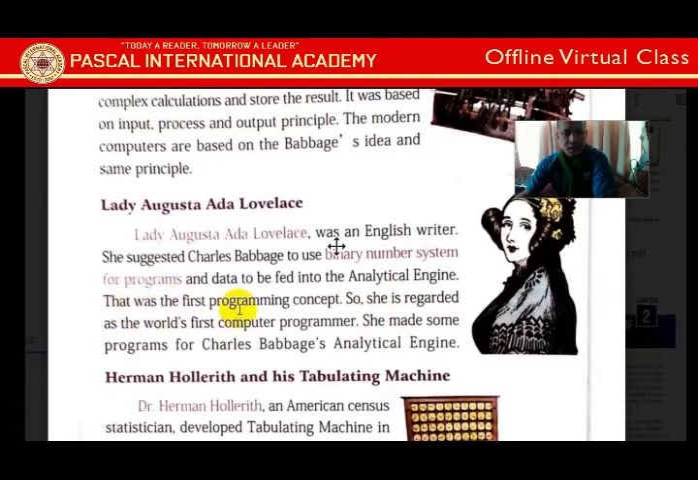This was the first programming concept, so she is regarded as the world's first computer programmer. She made some programs for Charles Babbage's analytical engine, and she was the first computer programmer.